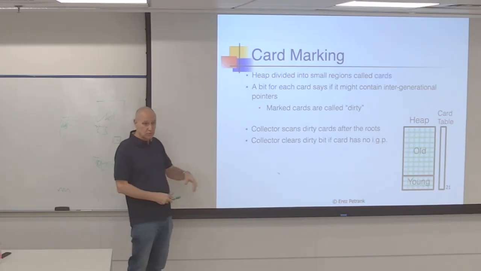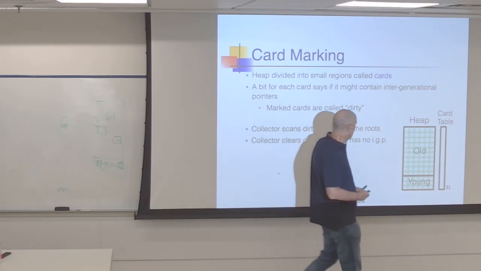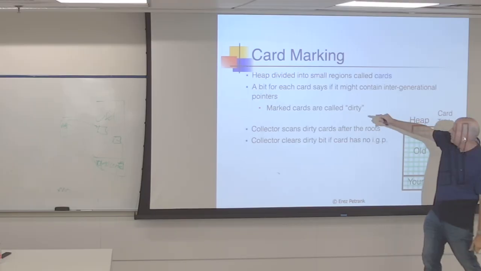So let's go to the second method. The second method is called card marking. So we divide the heap into cards, just logically, and suppose each of them is 1 kilobyte in size, and we have a card table with 1 bit per card.